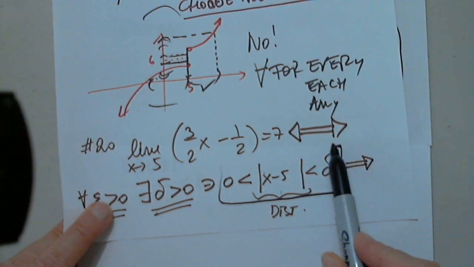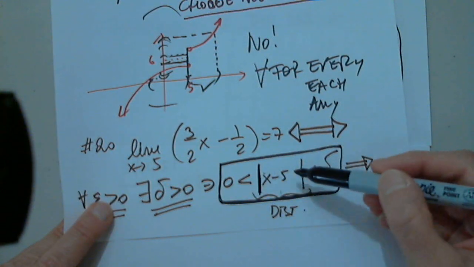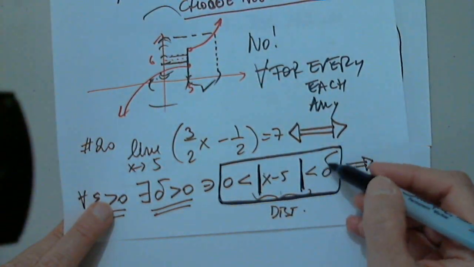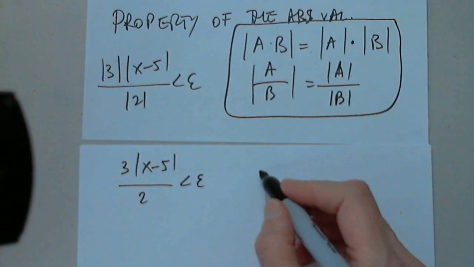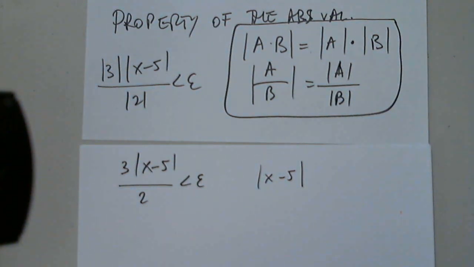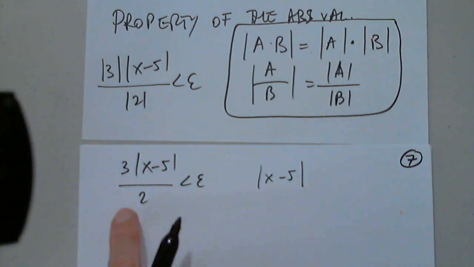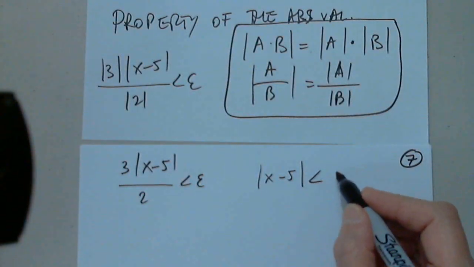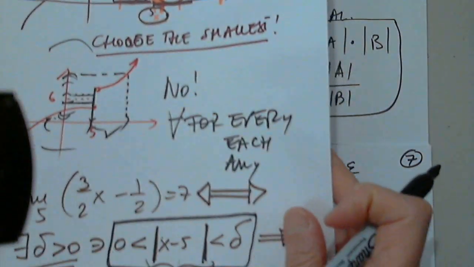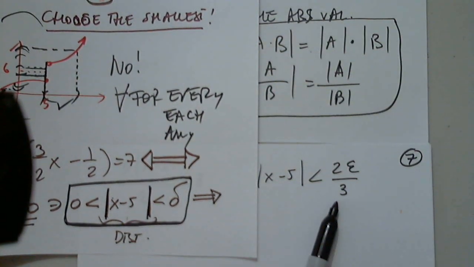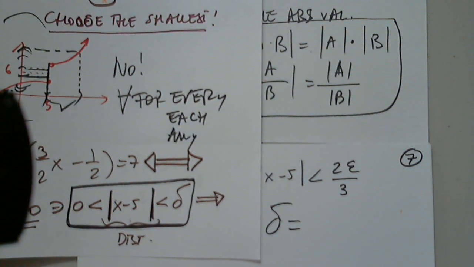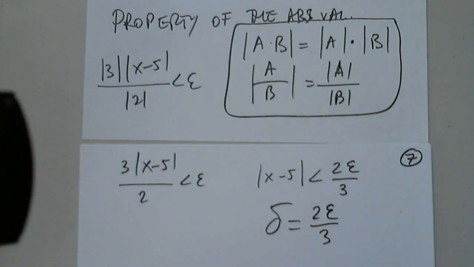I'm after this. So if the left-hand side is only the absolute value of x minus 5, whatever I get here will be delta. So what should I do to solve this for the absolute value of x minus 5? What should I do to both sides to get the absolute value of x minus 5 on the left? Multiply both sides by? 2, then divide by 3. Excellent. By comparison, can anyone give us delta? 2 epsilon over 3. That's it.